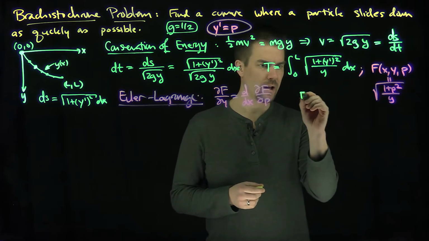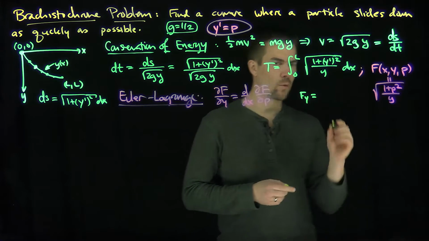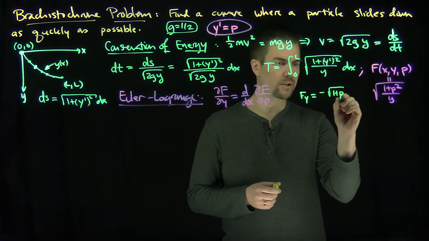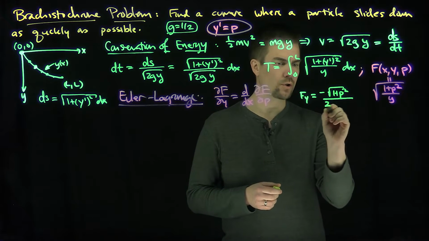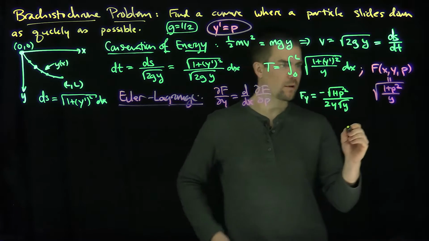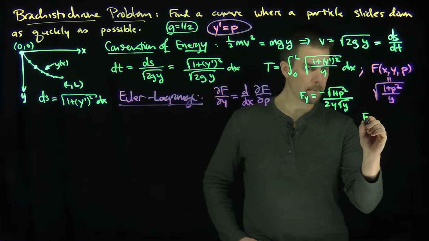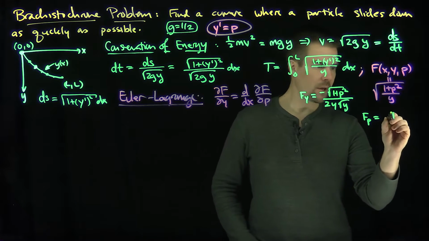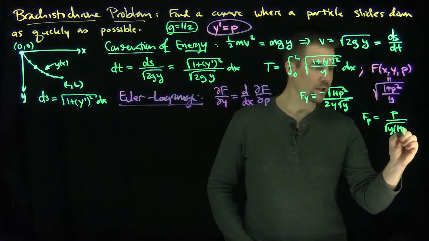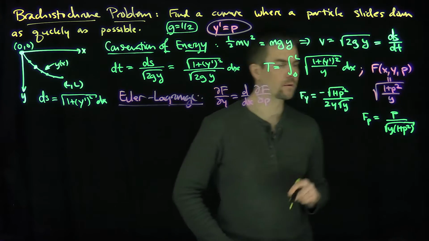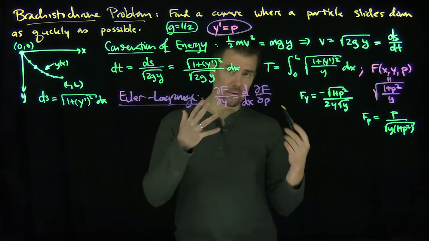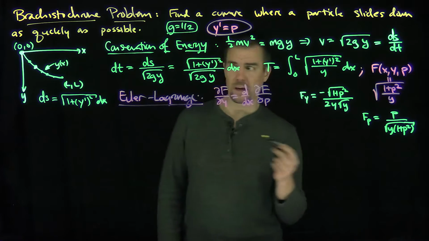So for this function, f sub y is going to be negative square root of 1 plus p squared over 2y root y. What will f sub p be? F sub p is going to be p over root y times root of 1 plus p squared. Okay? And so now the hard part of this problem is to do the x derivative of this thing, so we're going to carefully do the x derivative of f sub p, right?